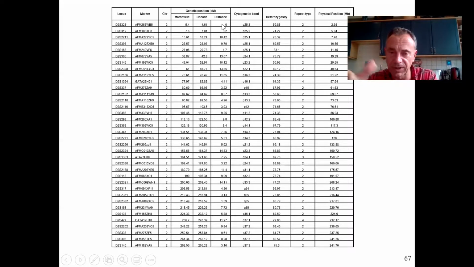Obviously, in real life, the position doesn't vary, but where the company thought it came from, they give you slightly different numbers. So these are like different maps from Marshfield or Decode or whatever. And you also know where on the chromosome those were.